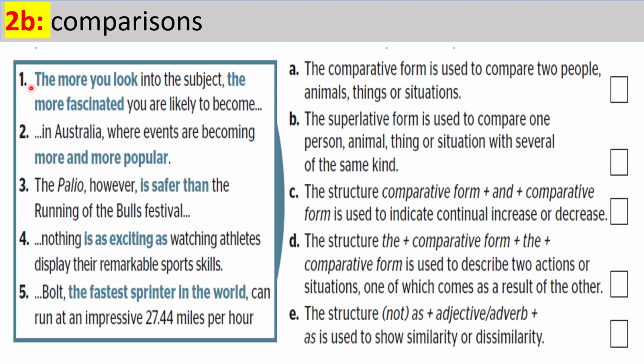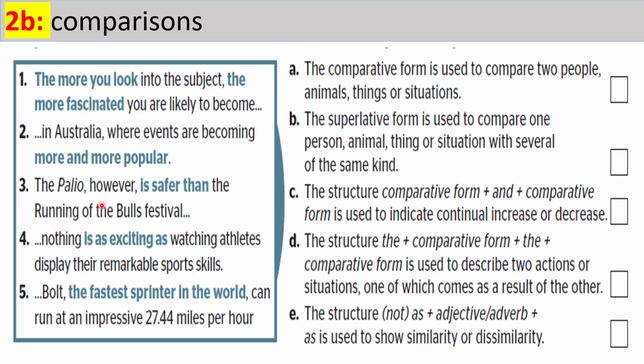In the classroom, we studied them in the student book, and in the notebook, we wrote all of them in detail. But here, I'm going to let you see some examples, and I want you to find out the form of each of the 5 different uses. Let's have a look at the examples one by one. Example 1, the more you look into the subject, the more fascinated you are likely to become. So focus on the words in blue and try to find out what is the correct form in the options from A to E. Example 2, in Australia, where events are becoming more and more popular.